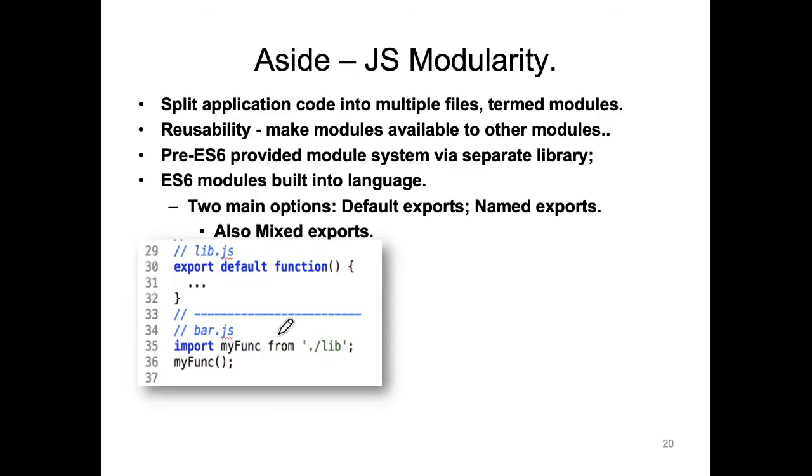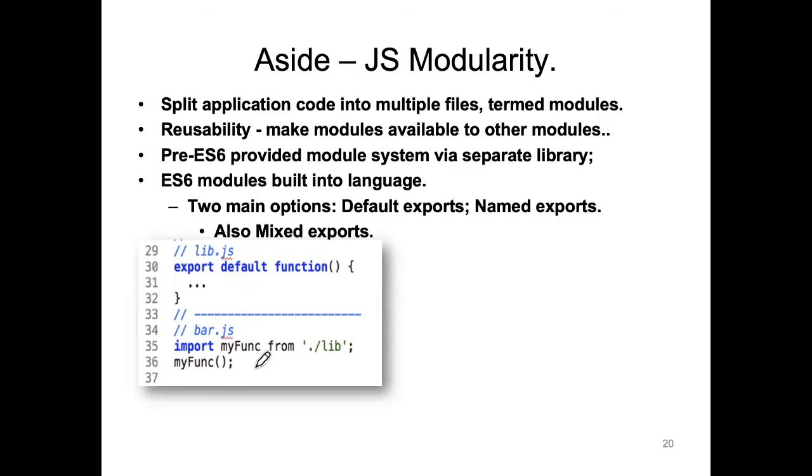Then in the other file, I have my import statement. I'm importing from this file. This is a path name now, by the way, a relative path name. So it looks like bar.js and lib.js happen to be in the same folder, but they may not be. So this is a relative path name. Now you'll notice I didn't give the function any name up here, but because of that I can actually call it anything I wanted down here. So myFunc is going to be a reference to the function that I've declared up here, and I can just invoke it any way I want to.